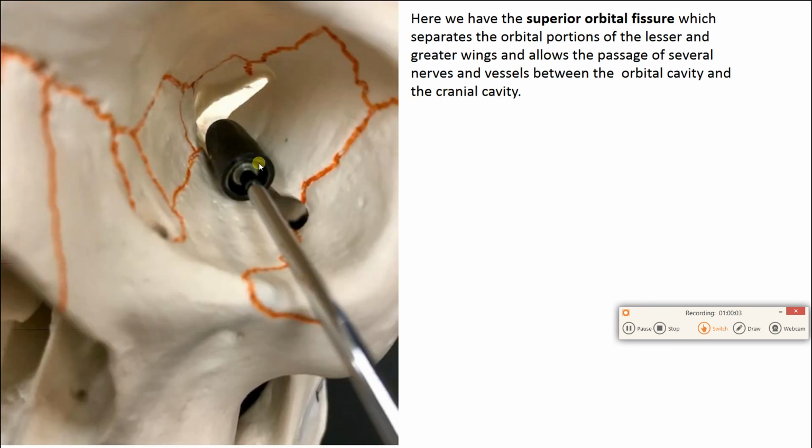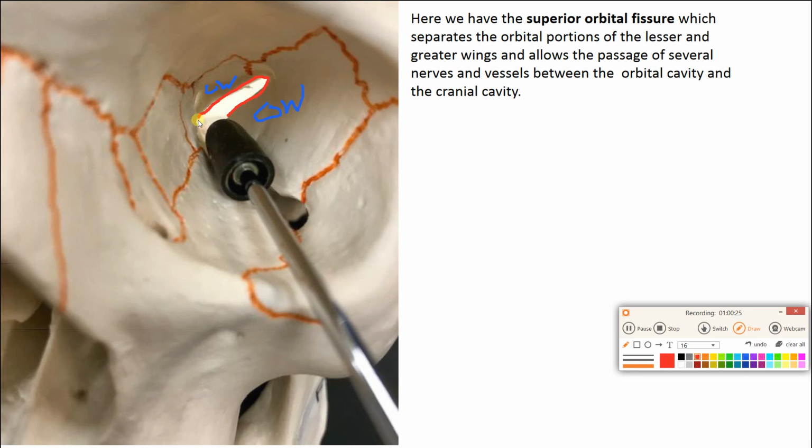I'm kind of covering up the optic canal, and I can see this is my lesser wing here. This is my greater wing here. And there is this slash of space of light between them. This is called the superior orbital fissure. So it's a space between the lesser and the greater wing. A bunch of blood vessels and nerves are going to go through there.